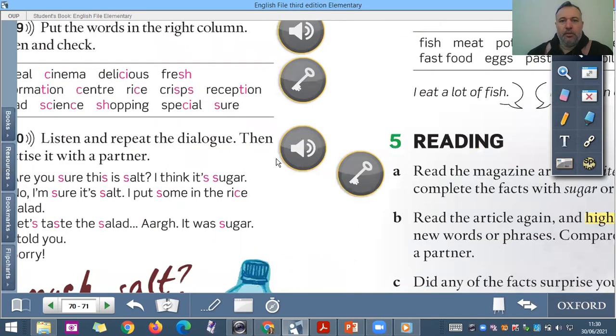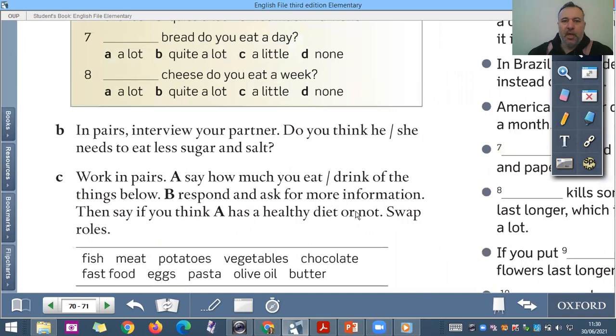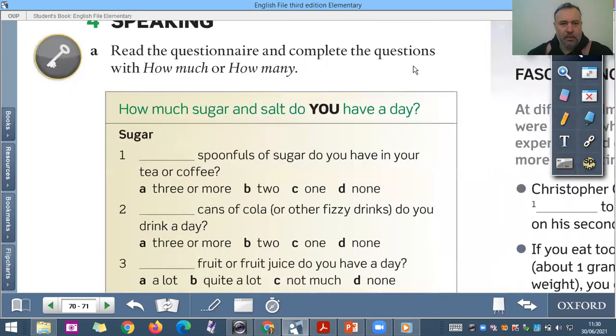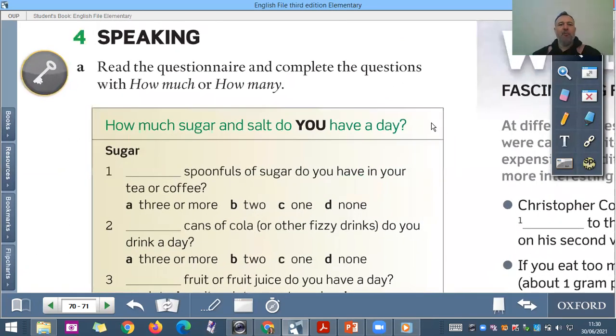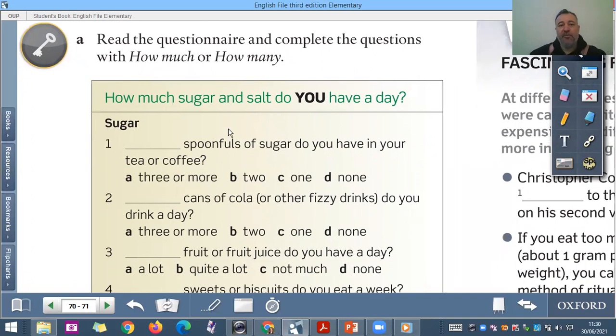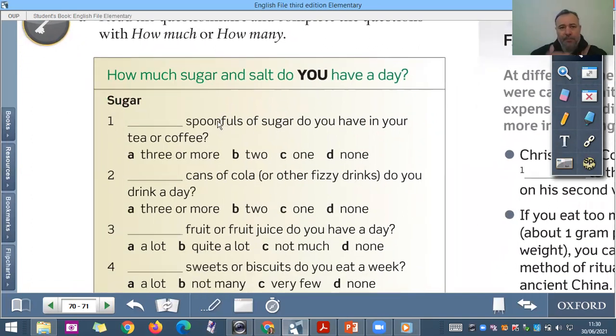Now, to finish the lesson, there would be a conversation here, but since we're in online lessons, I just want you to complete with how much or how many. So you go to your book and you complete the sentences using how much or how many. First thing you have to do, you have to identify if these foods are countable or uncountable, right? So spoonfuls of sugar. The spoons are full. So the spoonfuls of sugar, can you count them? 1 spoon, 2 spoons? Yeah, you can count. You cannot count sugar, but you can count the spoons, right?